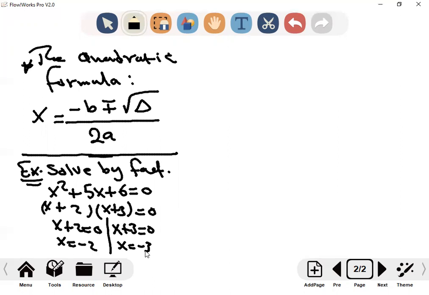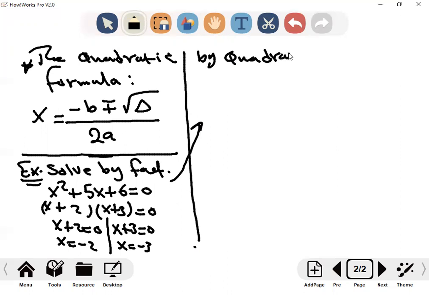If I forget the factoring way, I will use what? The quadratic formula. So let's solve this with the quadratic formula. We are assuming that at the end we need to have the same answers, right? Negative 2 and negative 3. Okay, let's solve it by the quadratic formula.